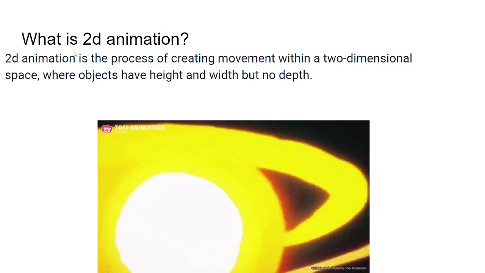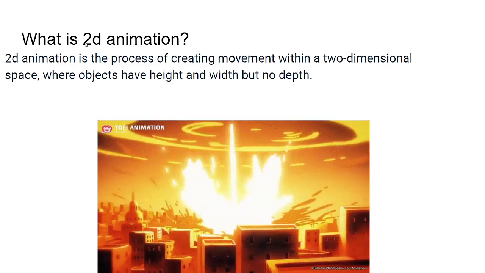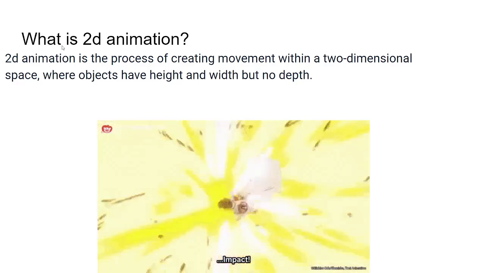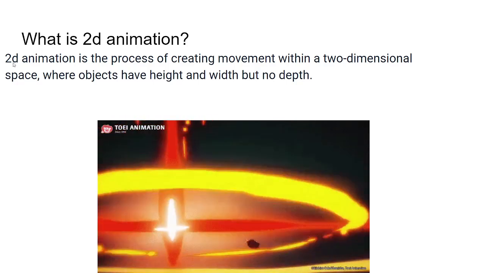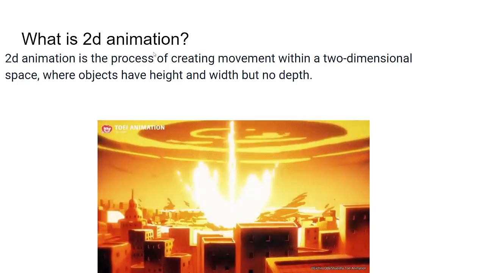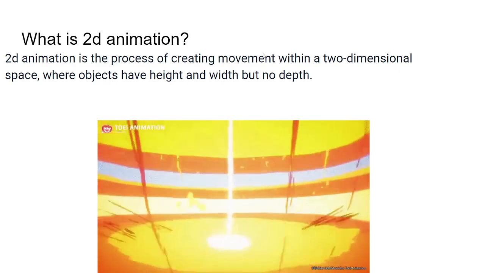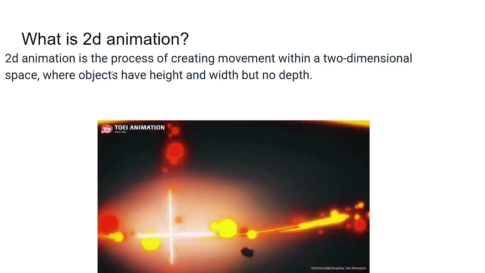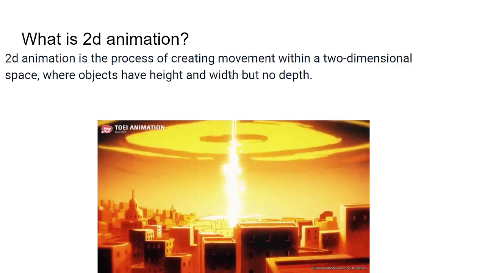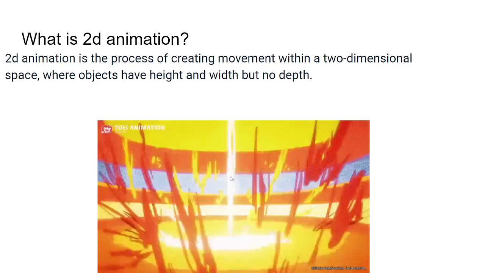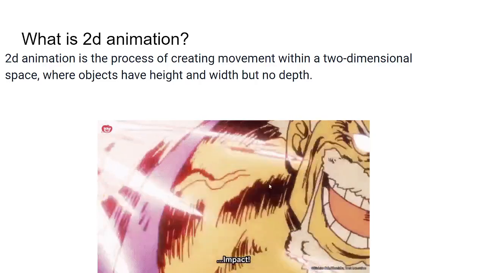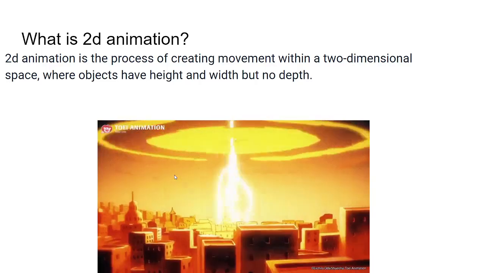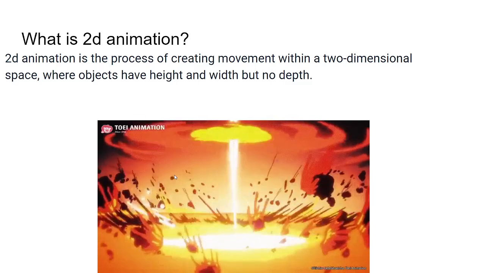This slide is about the differences between 2D and 3D animation. I also sprinkled in a little bit of other stuff here. But what is 2D animation? 2D animation is the process of creating movement within a two-dimensional space where objects have height and width but no depth. As you can see, here is the Galaxy Impact from One Piece. I personally think it's very good.